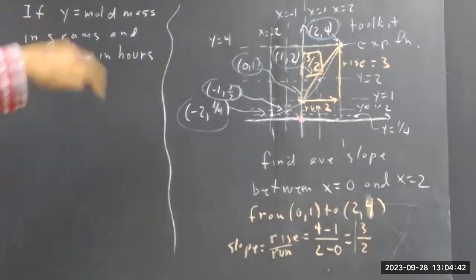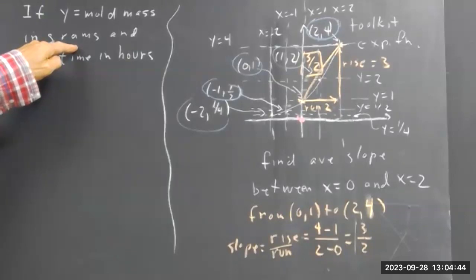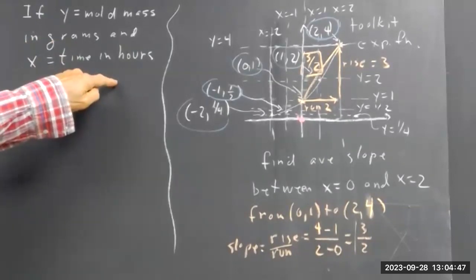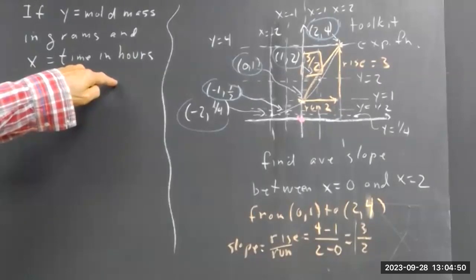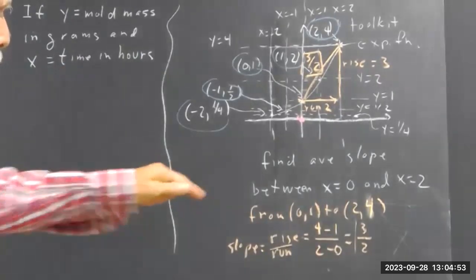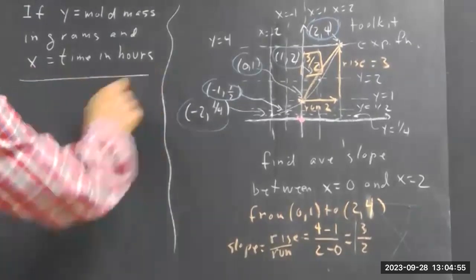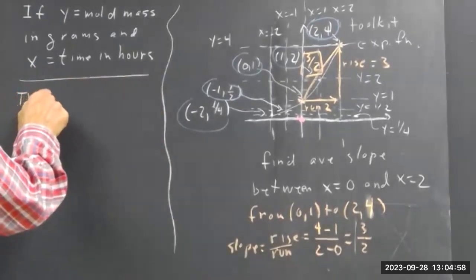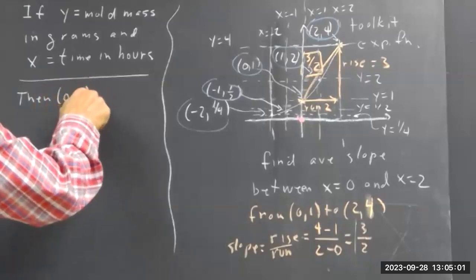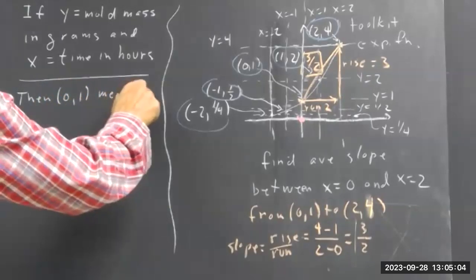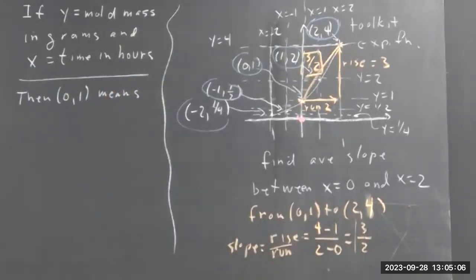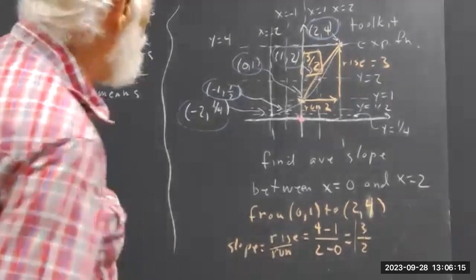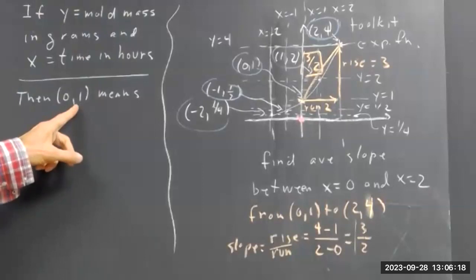Let's say Y is the mass of a rapidly growing mold in grams, and X is the time in hours. Okay. Now, what is the meaning of the 0.01? Let's think about it for a minute. Okay, so what does the 0.1 mean? What does a 1 mean?